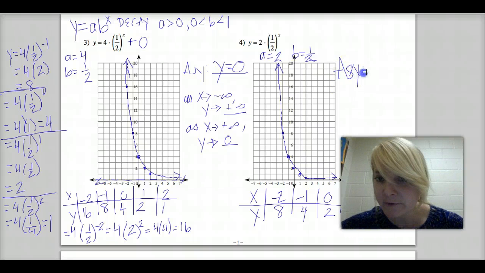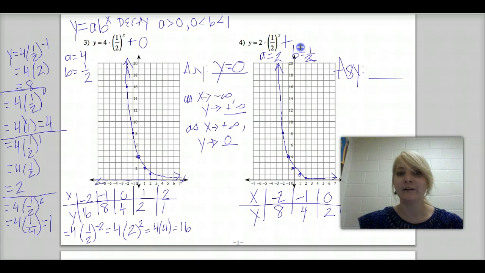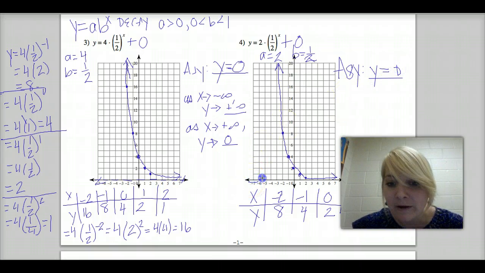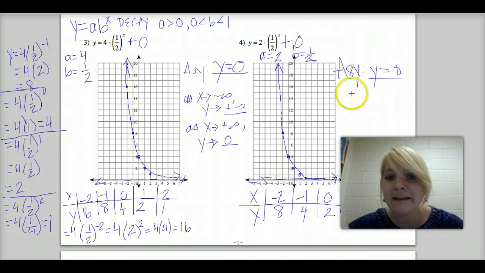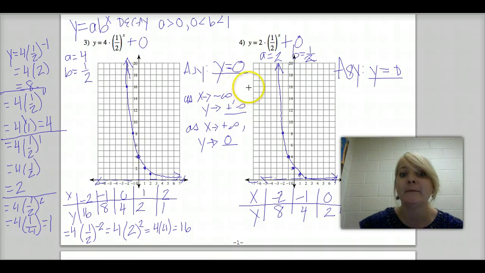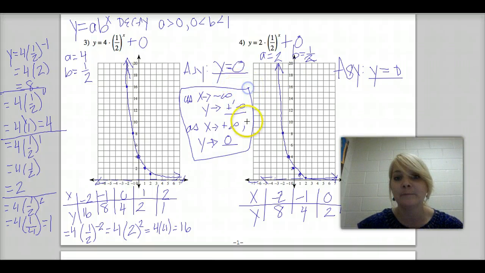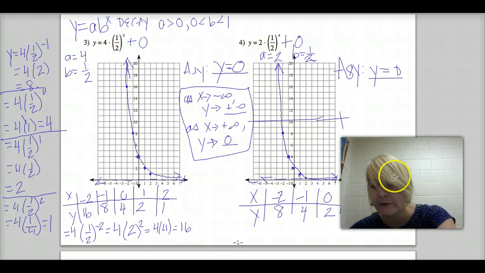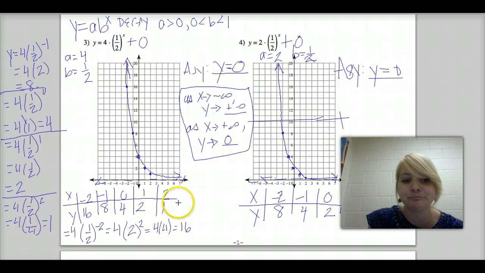Our asymptote here, once again, it's that value we're adding or subtracting, and since we're not adding or subtracting anything, our asymptote is y equals 0. Once again, that has to be an equation, not just a point. That's our asymptote. And our end behavior is going to be the same as number 3. So this is the same. So as x approaches negative infinity, y is approaching infinity, and as x approaches positive infinity, our y value is approaching 0.